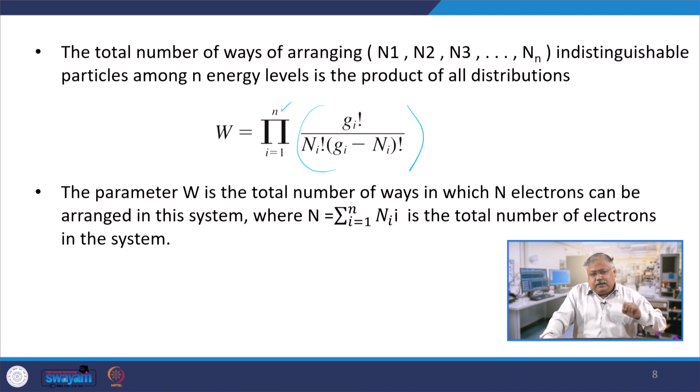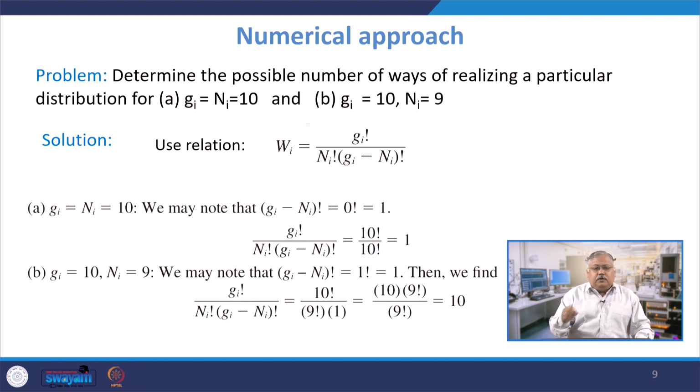So if you look at the parameter W, it tells me the total number of ways in which electrons can be arranged within the energy states, right, and n is the total number of electrons available in the system. Therefore the whole problem boils down to this: I have a conduction band, I have n number of electrons, I know how many states are available, so how can I arrange electrons in those energy states, what are the various ways of arrangement, and that is given by this formula which you see in front of you. With this, let me give you a small numerical problem and then we will go for the Fermi-Dirac distribution.